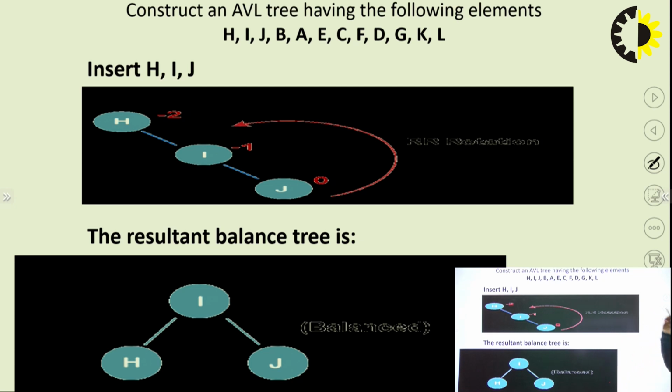So here one question: construct an AVL tree having the following elements.